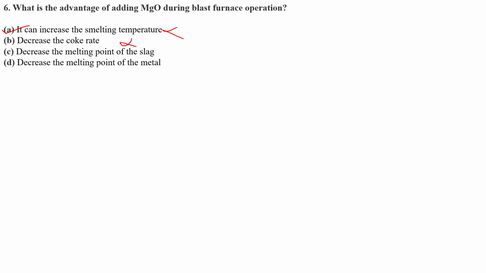Can it increase the smelting temperature? No. Decrease the coke rate? No. Although if we add it in the form of MgCO3, it will increase the coke rate. Then decrease the smelting point of the slag? Yes, it will decrease the smelting point of the slag by several hundred degrees Celsius as compared to the addition of CaO as a flux material. Or decrease the melting point of the metal? No, it does not help to decrease the melting point of the metal during the whole smelting operation.